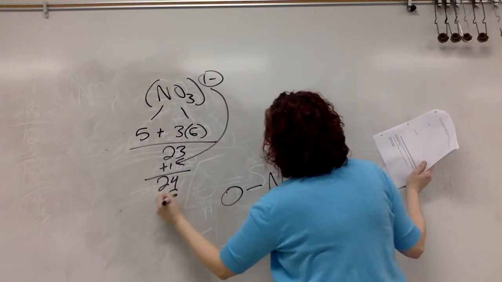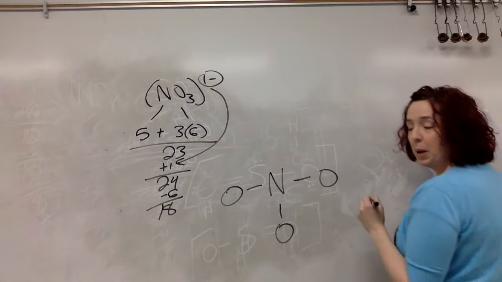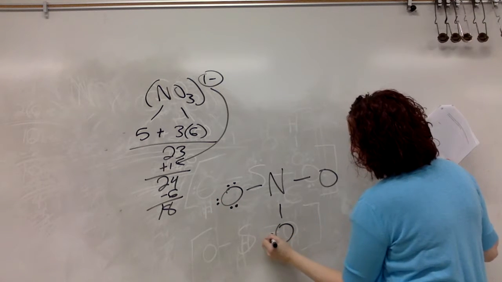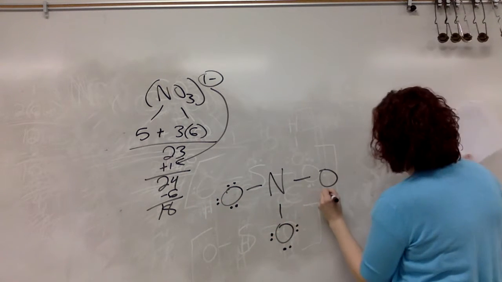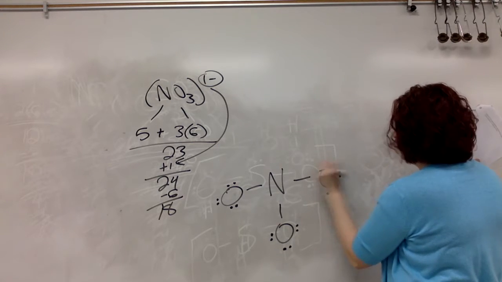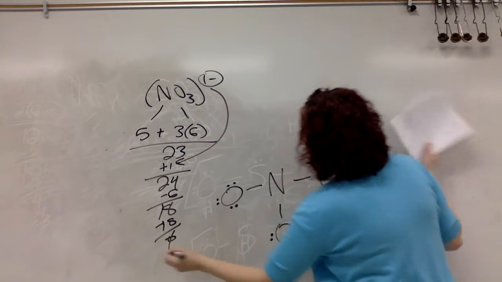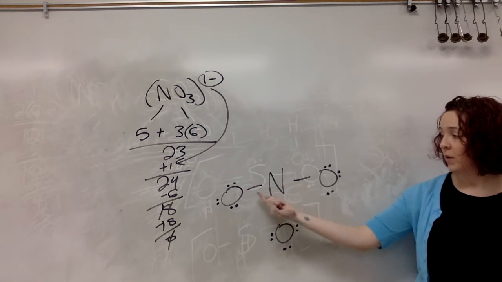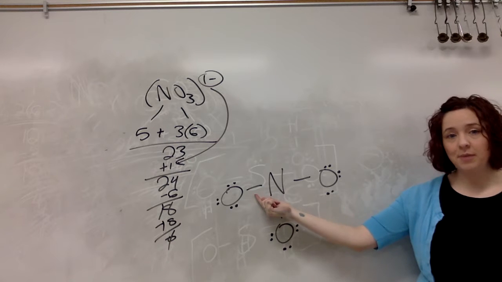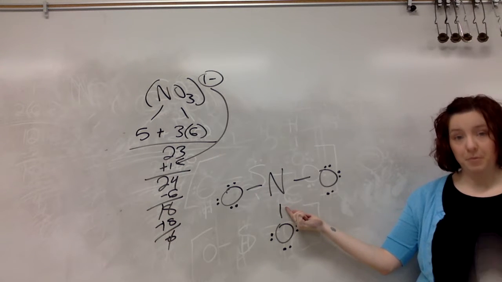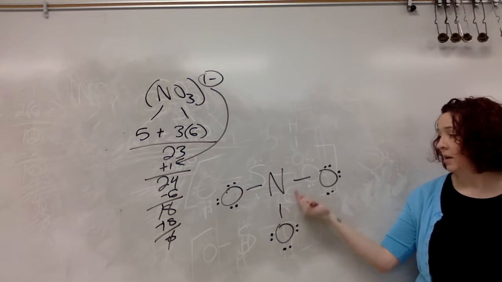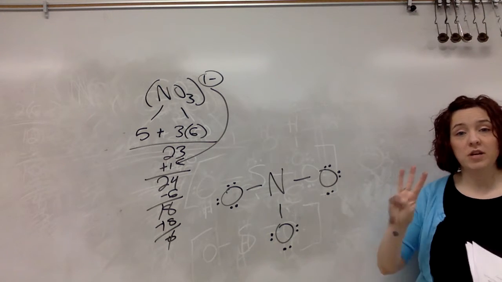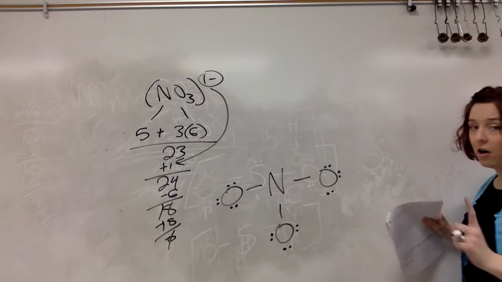Okay, minus 6, 18, 2, 4, 6, 8, 10, 12, 16, 18. All right, we have no more dots. So here's where resonance comes into play. Nitrogen is not happy. If we double bond the left side, he'll be happy. If we double bond the bottom one, he will also be happy. If we only double bond the other side, he will be happy. So this guy has 3 resonance structures, and you have to draw all 3.